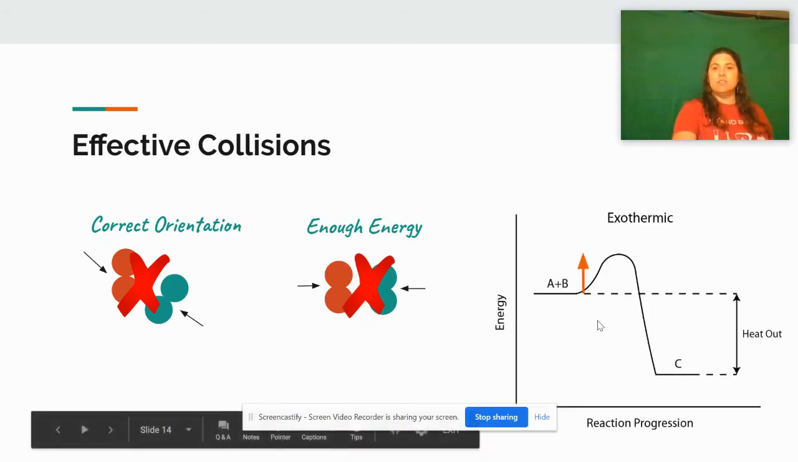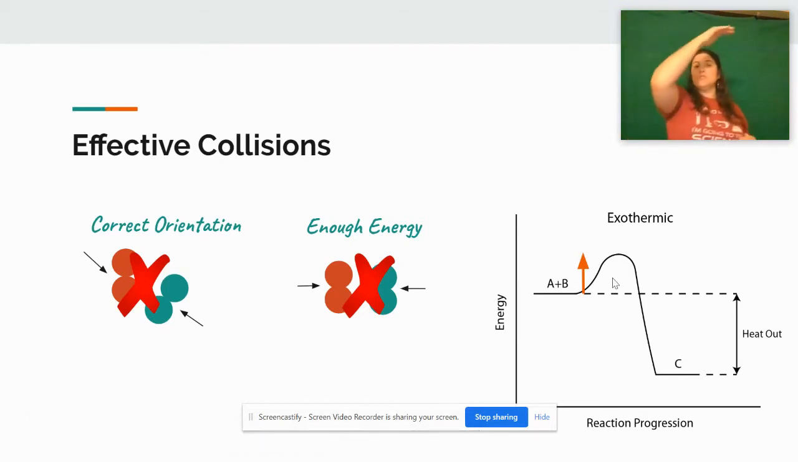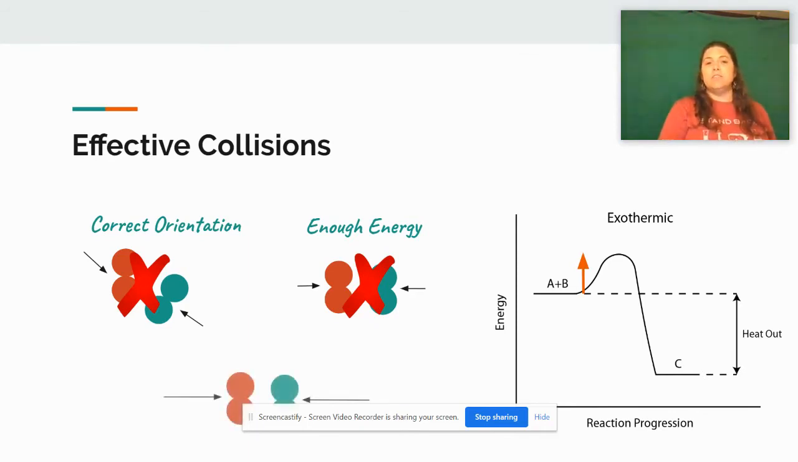So if we look at this little diagram over here, the activation energy is the amount of energy that's required to reach the transition state, which is the highest energy state. So every reaction takes a little bit of a bump to get going. If the energy in the system is too low, there won't be enough energy for any of the particles to react. So to have an effective collision, you have to have both the correct angle and enough energy.